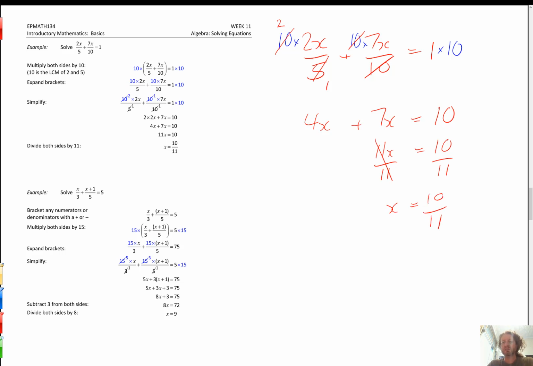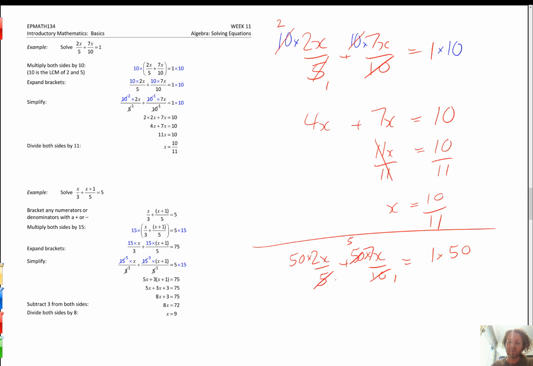What if I had times everything by 50? Well, that still would have worked. My initial line of 2x on 5 plus 7x on 10 equals 1. Yeah, I could have times by 50 there, I could have times by 50 there. And yes, I could have cancelled. I've got 1 10 there and 5 10s there. I've got 1 5 there and 10 5s there.